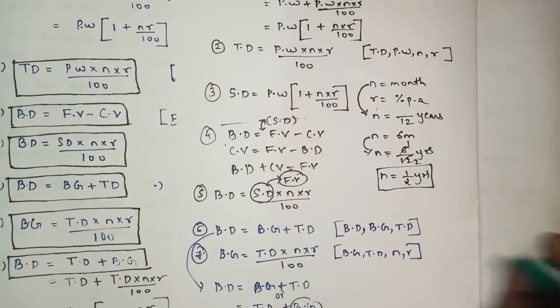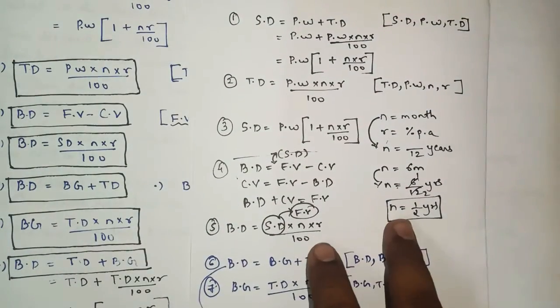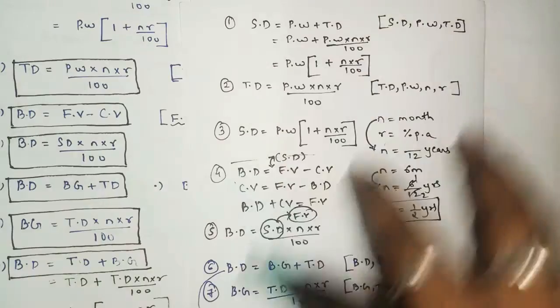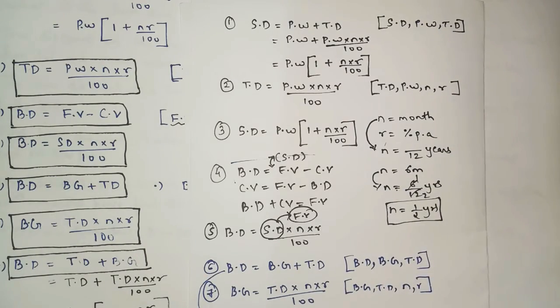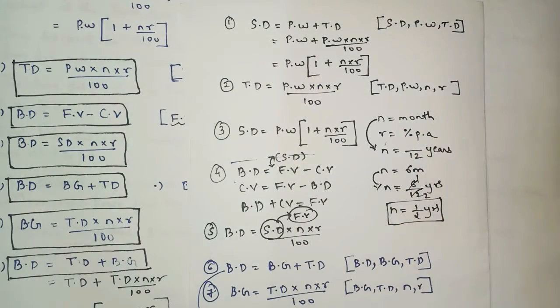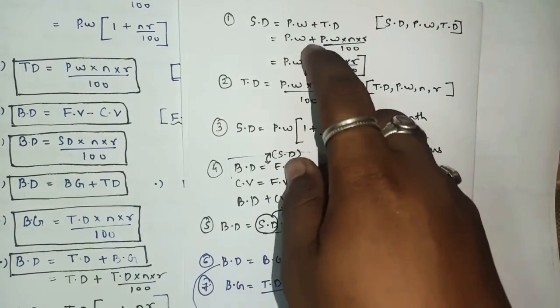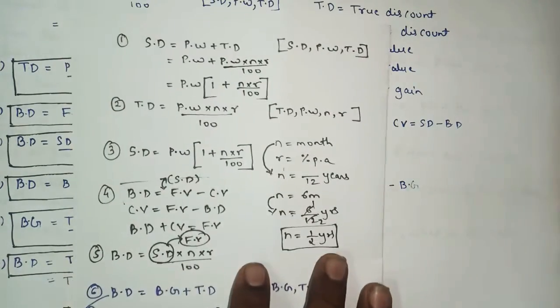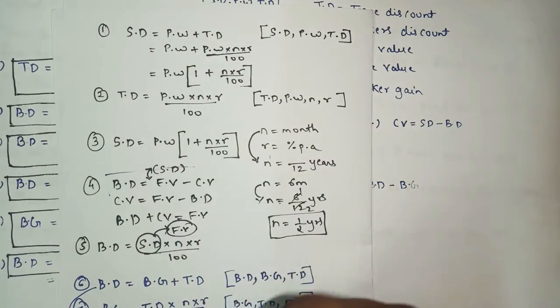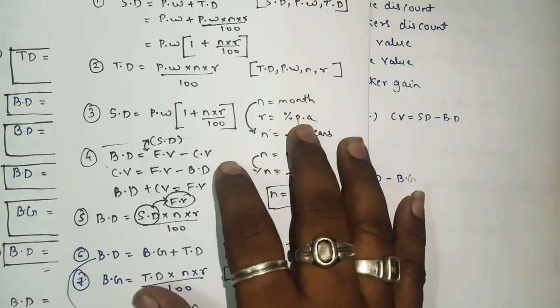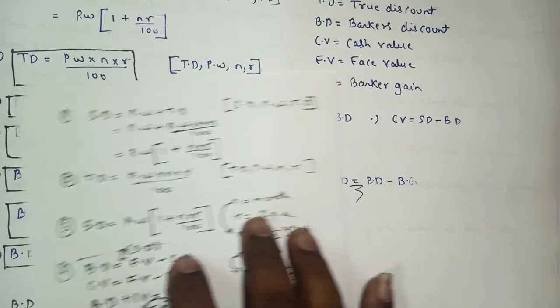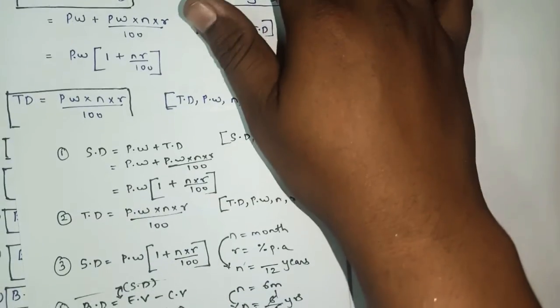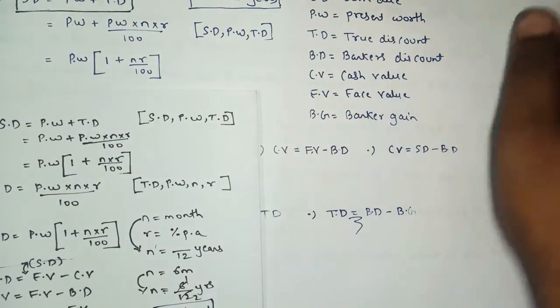Just go through this video one more time. Go through this section, what I had explained, how I had generated these formulas. Go through the video one more time and you will come to know exactly how to frame the formula, how to generate the formula, and what I mean by SD, PW, TD. Everything I had mentioned on the right hand side.